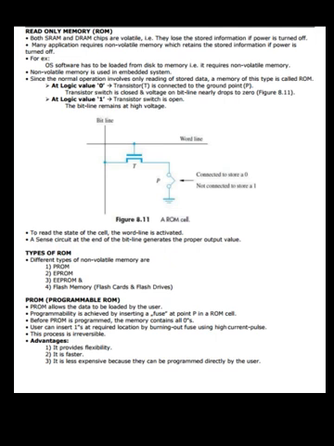Types of ROM. Different types of non-volatile memory are PROM, EPROM, EEPROM, and flash memory, flash cards and flash drives. PROM, programmable ROM. PROM allows the data to be loaded by the user. Programmability is achieved by inserting a fuse at point P in a ROM cell. Before PROM is programmed, the memory contains all zeros.